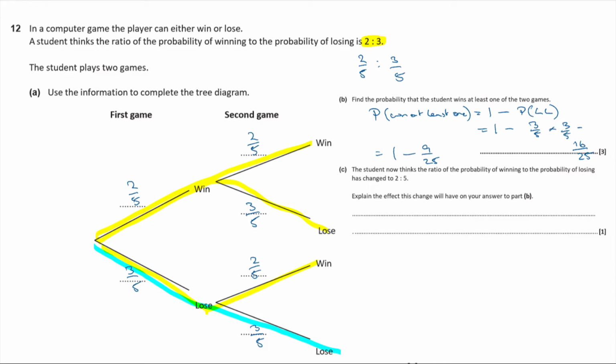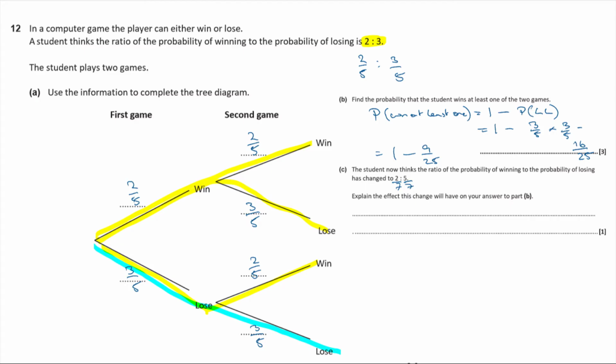Now part C says the student now thinks that the ratio of probability of winning to the probability of losing has changed to 2 to 5. Explain the effect this change will have on your answer to part A. Well, obviously he's worse at this game than we first thought, because we thought he had 2 chances in 5 of winning, but now 2 plus 5 is 7. So now we're talking about 2 chances in 7 of winning and 5 chances in 7 of losing. So his chance of winning has gone down, which means his chance of losing has gone up.